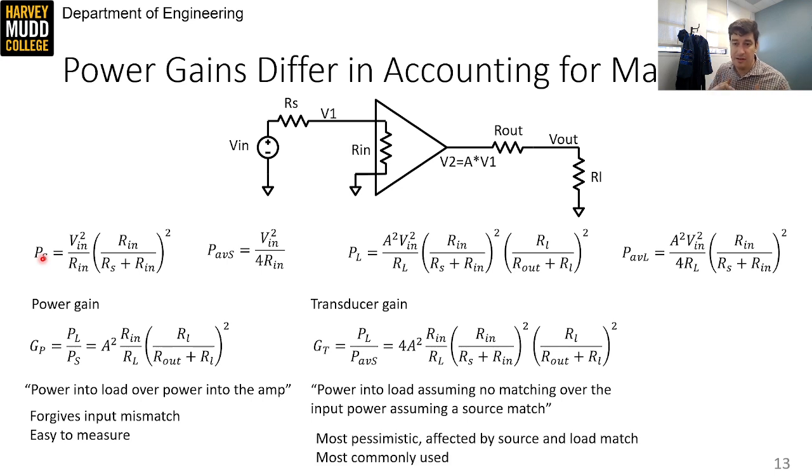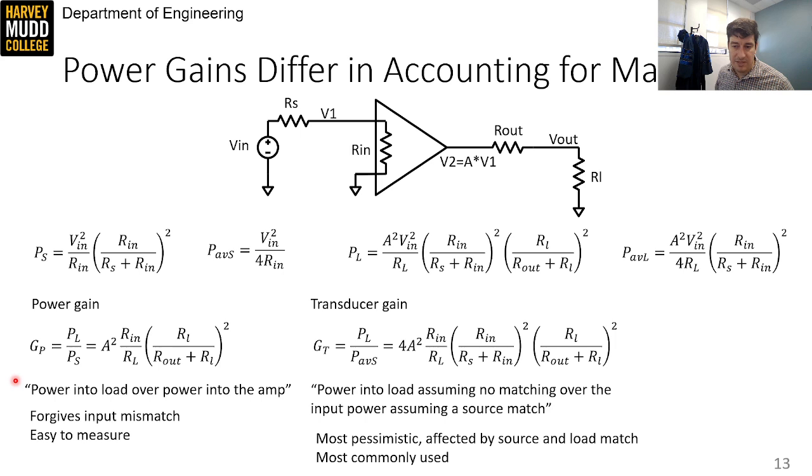Comparing against a power that assumes a perfect input match makes GT more pessimistic than GP. It's affected by the quality of both the input match, to see if the real system input power lives up to PAVS, and by the output match. And that's because that's baked into PL. So this term comes from PL, isn't canceled because we're using PAVS, and this is part of the load power. This is the most common gain reported for our RF systems, because it cares about both input and output matching.